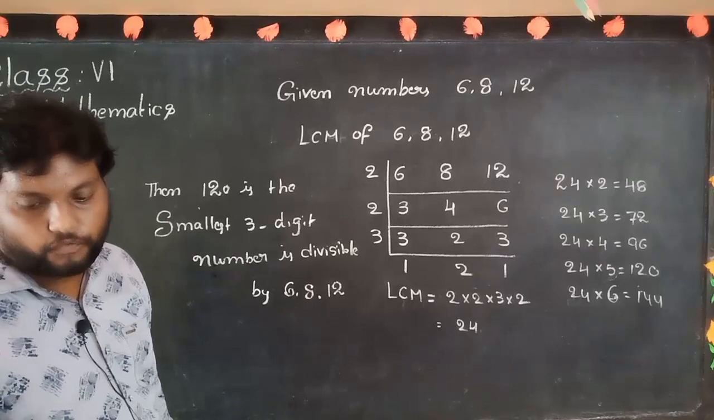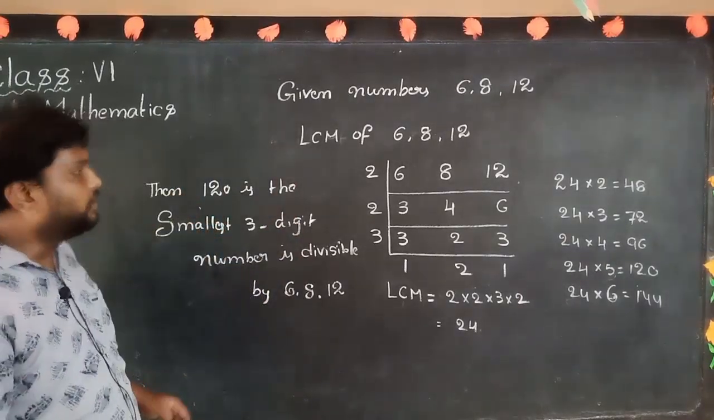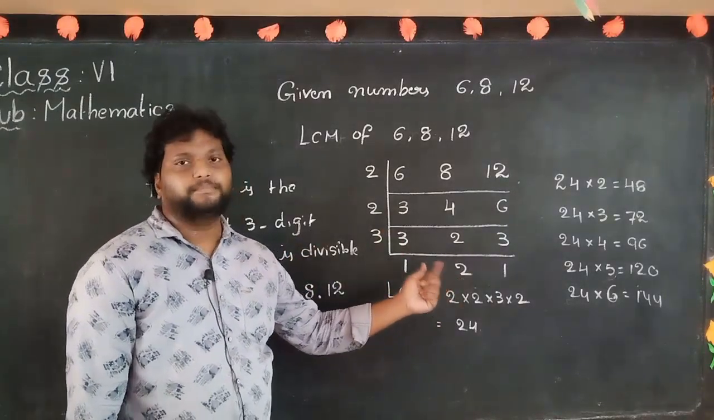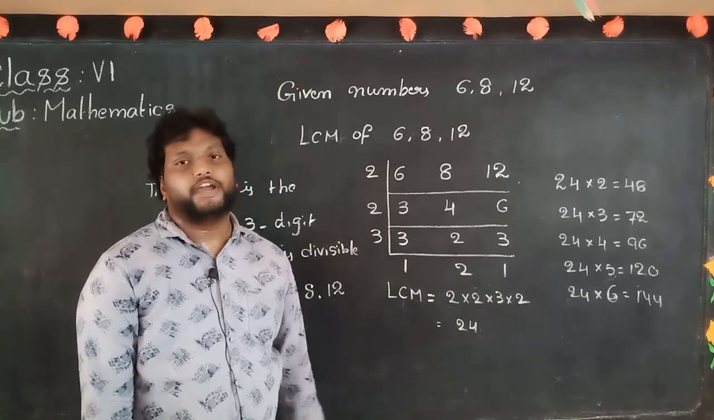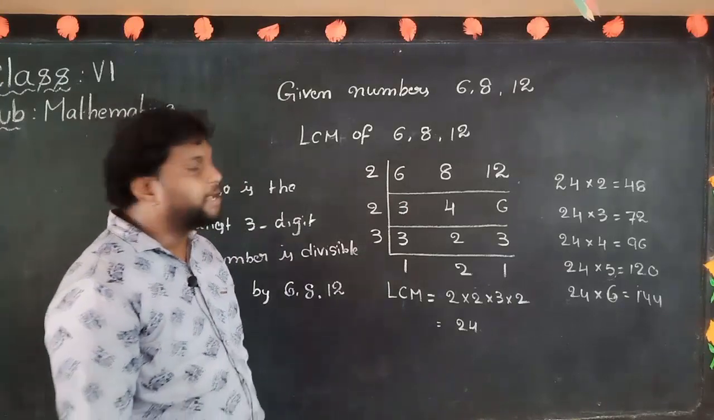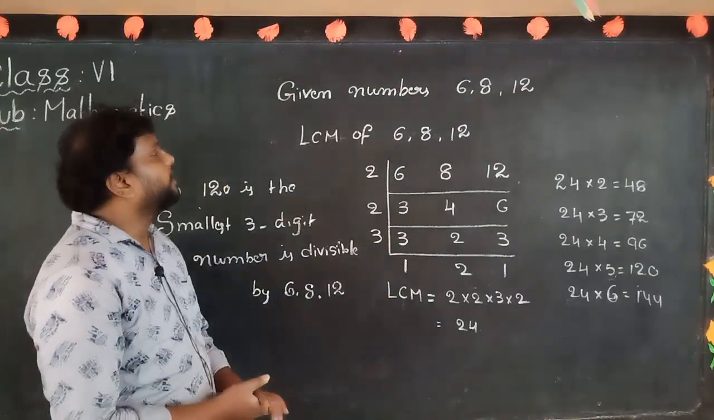Means first of all you have to find out the LCM value of the given numbers. Then depending upon the digits: for 2 digits, no problem; for 3 digits and 4 digits also, you should multiply the LCM value. No need to multiply each and every number. If you multiply the LCM directly, then we will get the answer. This is the problem.